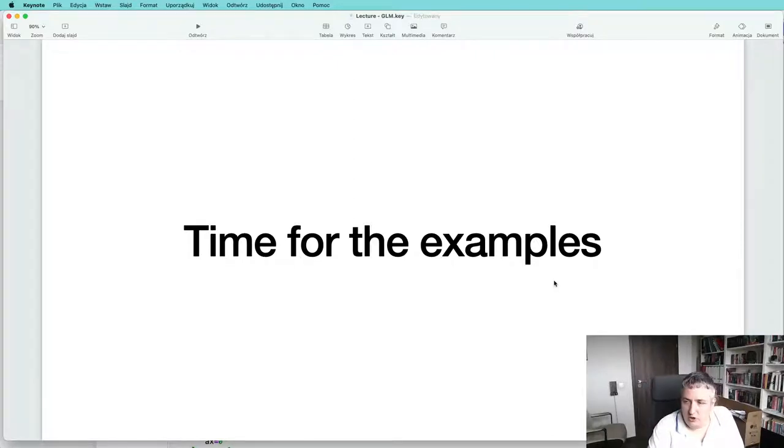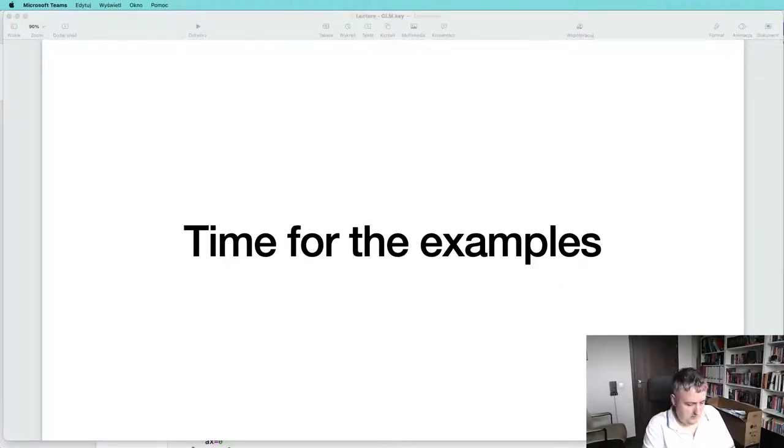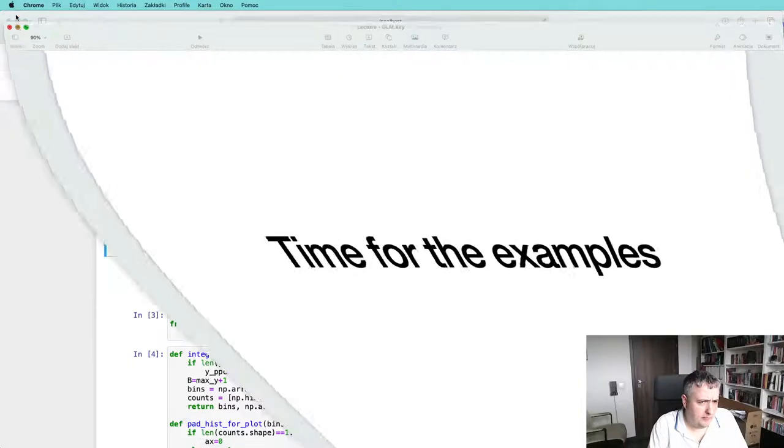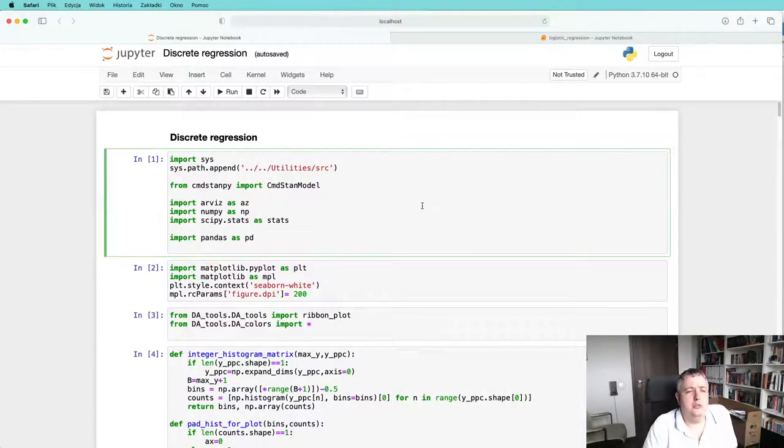Are there any questions to the theoretical part? Because now is a good moment. Either on Teams or here. I'm writing it on chat just in case, if someone is reading instead of listening. No? Okay.